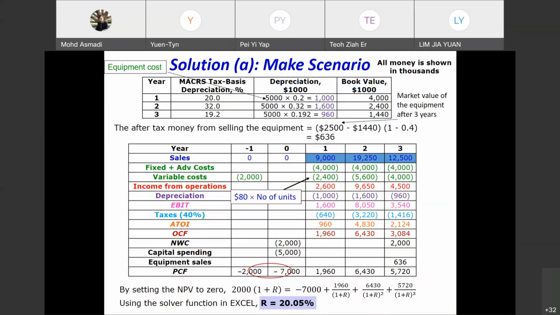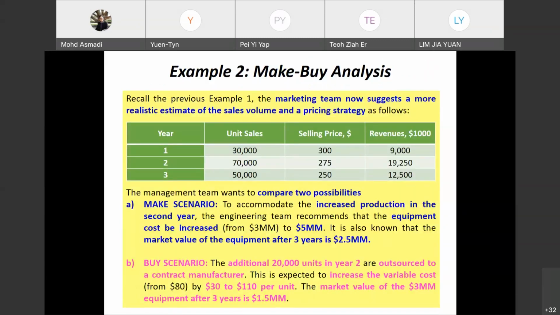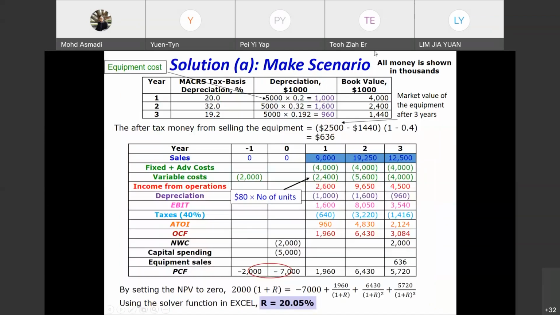If you look at here, 2,500, 2.5 million, right? So meaning that the selling of the equipment after 3 years: 2,500 minus 1,440, times 1 minus the tax, this is a tax, 40%. So you can get 636. So after 3 years, this one, the equipment sales.